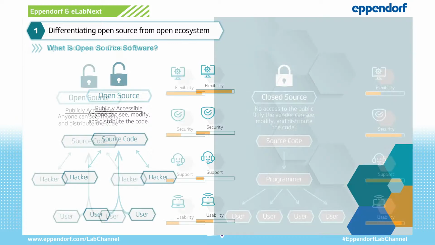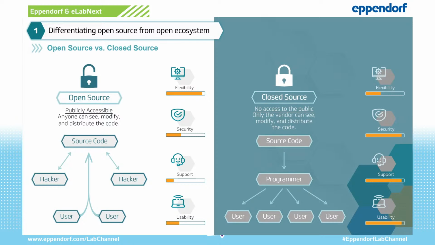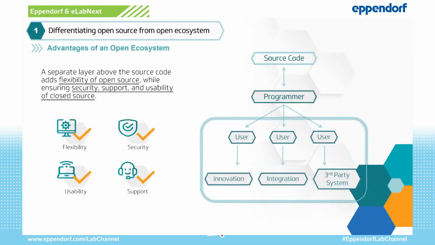So when we compare both of these scenarios, we have learned open source and closed source softwares. We know that flexibility is high on an open source software, low on a closed source software. We also see a difference in security, support as well, and the usability is also very different here. So now, why is this important, and what does an open ecosystem mean?